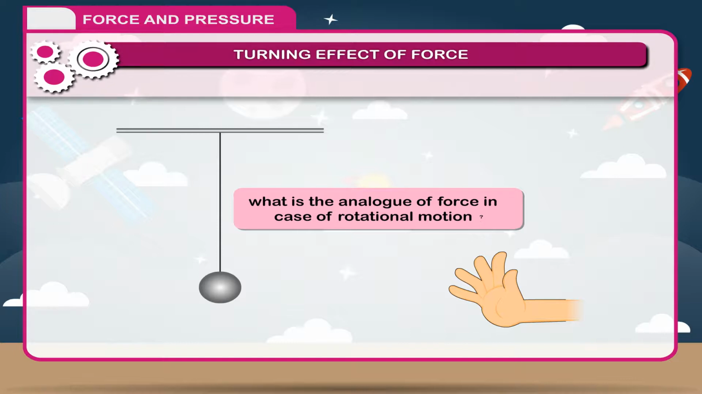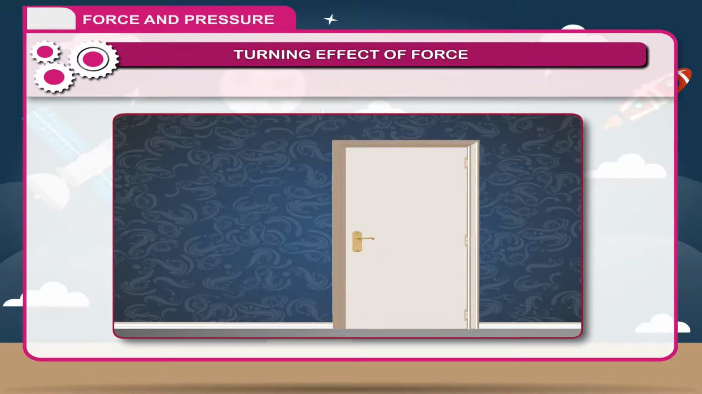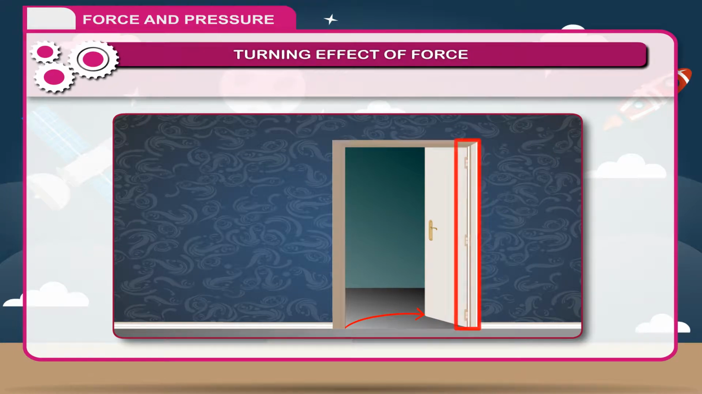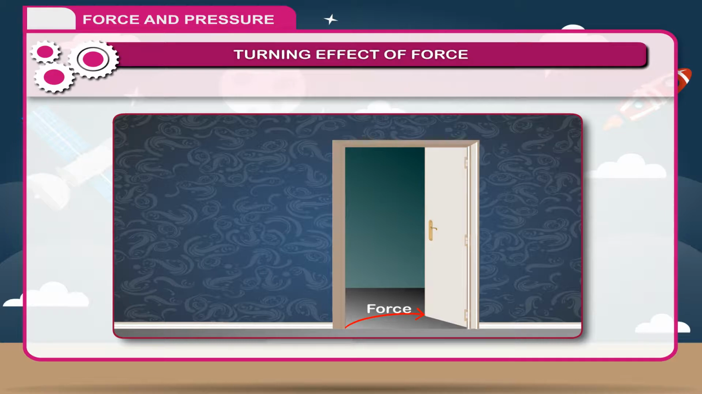To look into the question, let us take the example of opening or closing of a door. A door is a rigid body which can rotate about a fixed vertical axis passing through the hinges. What makes the door rotate? A force applied to the hinge line cannot do the job, but a force of given magnitude applied at right angles to the door at its outer edge is most effective in producing rotation.